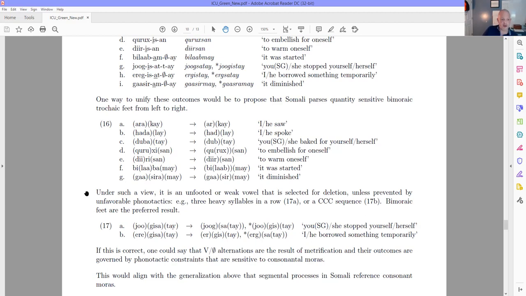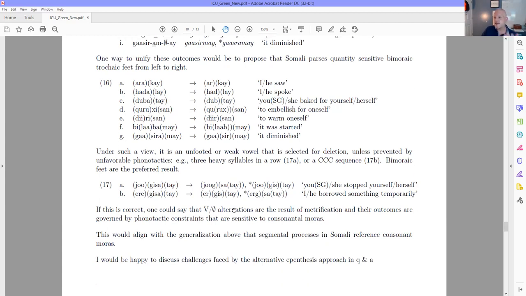Unless, of course, it is prevented by unfavorable phonotactics, such as three heavy syllables in a row or a triconsonantal sequence. But interestingly, in all of these instances, bimoraic feet appear to be the preferred result. So I know that's very quick to go through, but what I hope to illustrate here is that if this is correct, we can say that vowel zero alternations are the result of metrification, and their outcomes are governed by phonotactic constraints that are, once again, sensitive to consonantal moras.